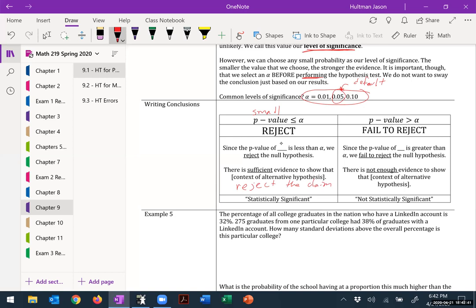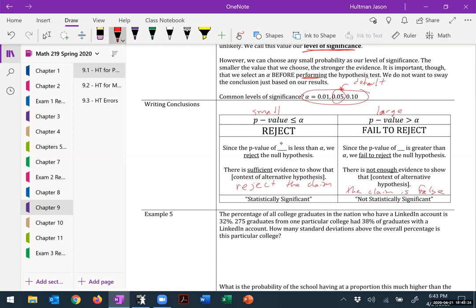What about failing to reject? This is if we have a large p-value. The p-value is greater than alpha, then we fail to reject. Since the p-value of blank is greater than alpha, we fail to reject the null hypothesis. There is not enough evidence to show that the claim is false.